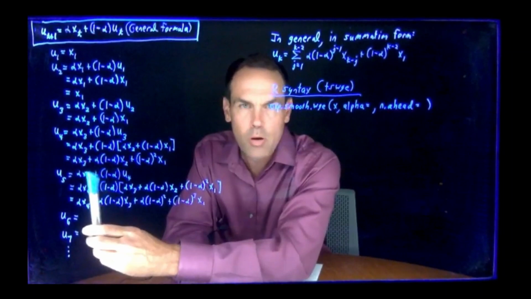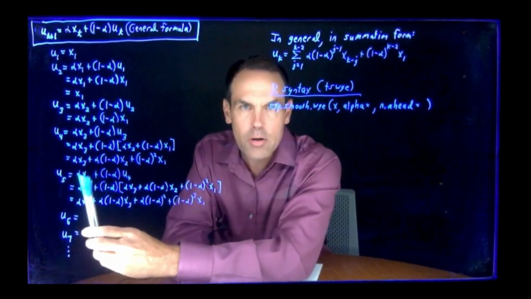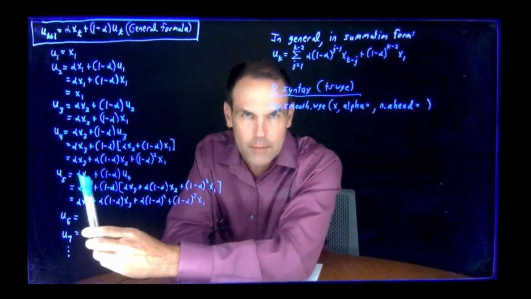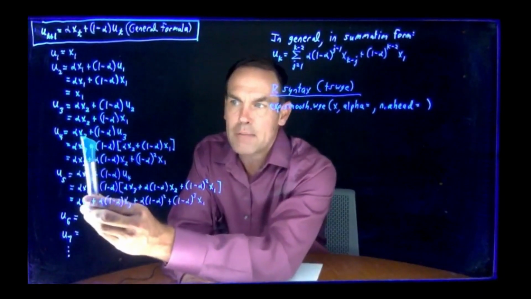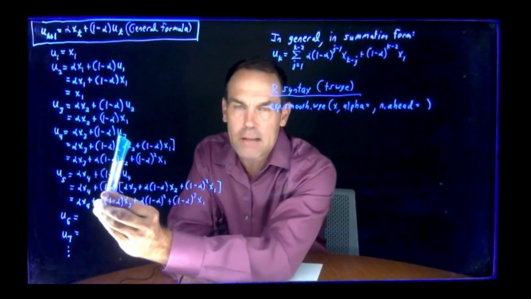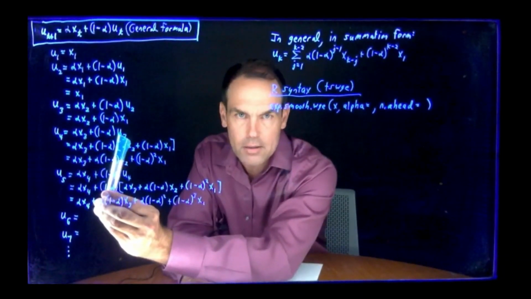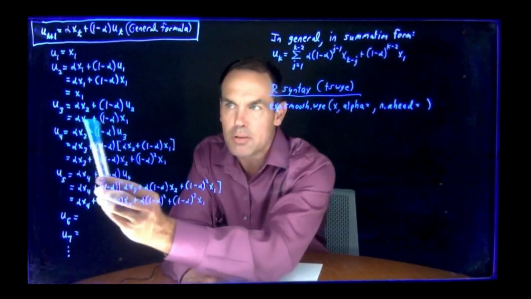Let's do u sub 4. In u sub 4, you're really calling t 3. So that would mean we have alpha times x3 plus 1 minus alpha times u3, which we defined in the step before this. U sub 3 equals this term.